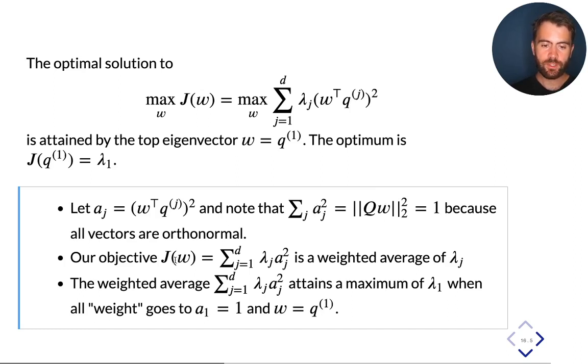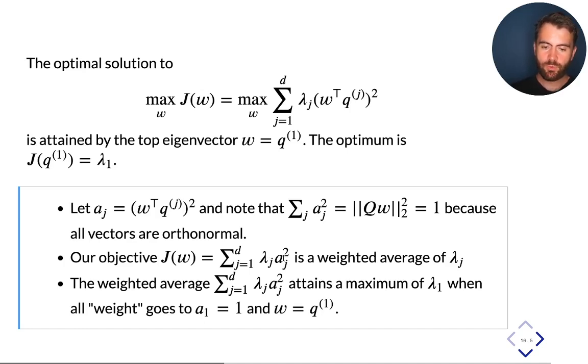Now our objective has this form, where I have just plugged in my definition of a j. Because the sum of the a j squared is 1, this is essentially a weighted average over the lambda j's. Here we have one unit of weight, they have to sum to 1, and so this is going to be some average between the lambda j's. It's a weighted average where the weights are between 0 and 1, they sum to 1, and they are the a j squared.